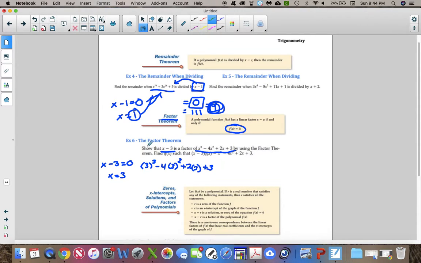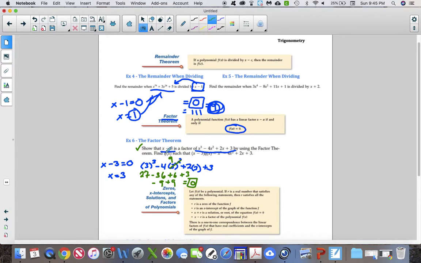So 3 cubed is 27. 3 squared is 9, and 9 times 4 is -36. Then we have plus 6 plus 3. So, quick math here: 27 minus 36 is -9. 6 and 3 makes +9, so I have -9 plus 9, which is 0. So I have just shown that this guy is a factor of that guy, because when I plug it in, he will have a remainder of 0. That means if I were to divide this thing by x minus 3, my remainder would be 0.